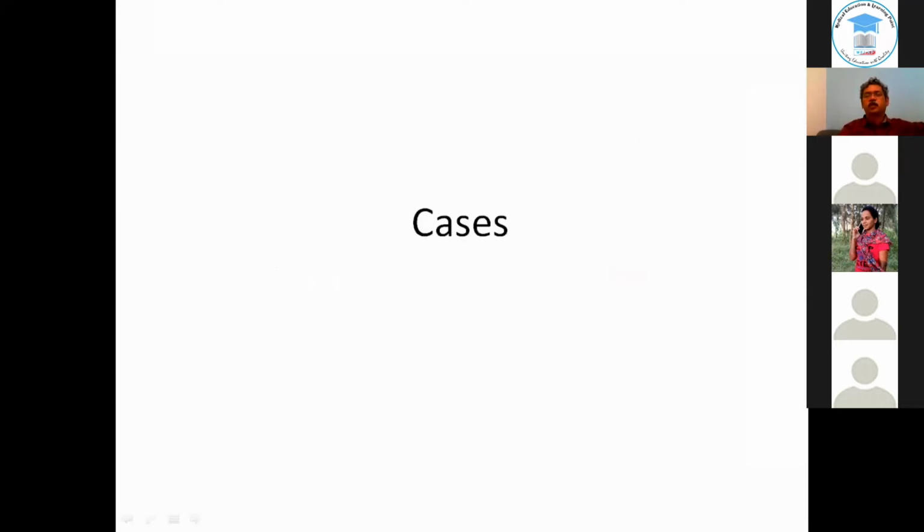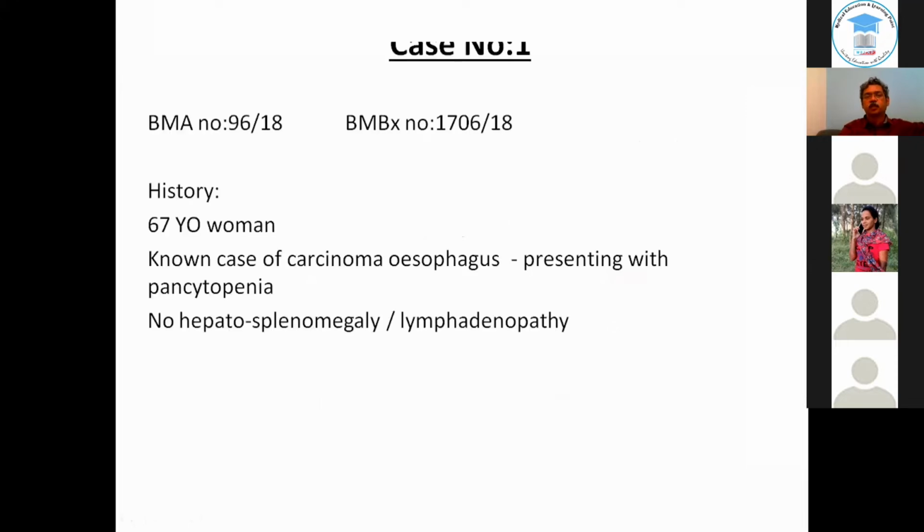We now go on to the cases. I'll take some cases and then Jayashree will go on to the other half. So case number 1 is a 67-year-old woman who's a known case of CA esophagus. She presented with pancytopenia. She had no liver, spleen, or nodes.